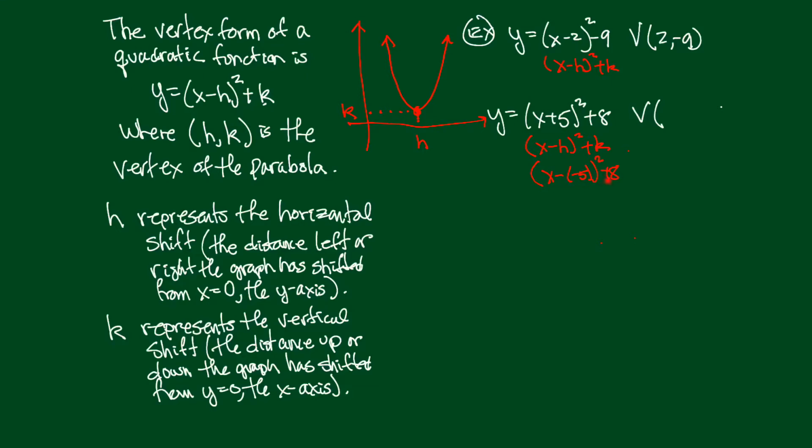So I don't really write this every time. I always take the opposite of that number. I did that up here. What's the opposite of minus 2? 2. What's the opposite of 5? That's going to be negative 5. So my h is the opposite, negative 5, and k is 8. So the vertex is at negative 5 and 8.